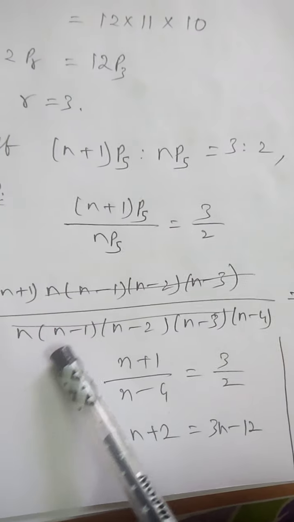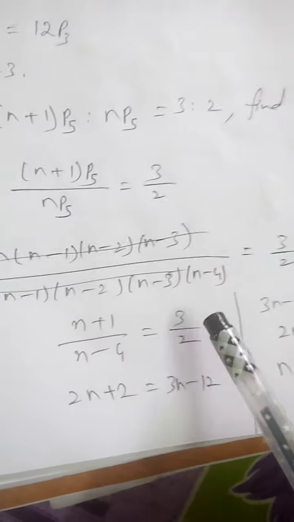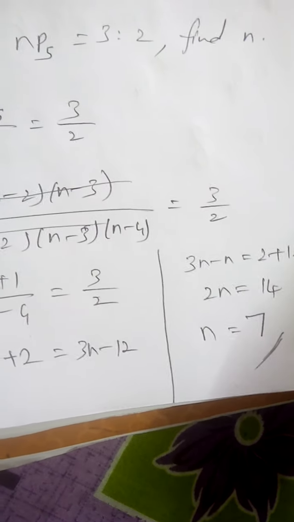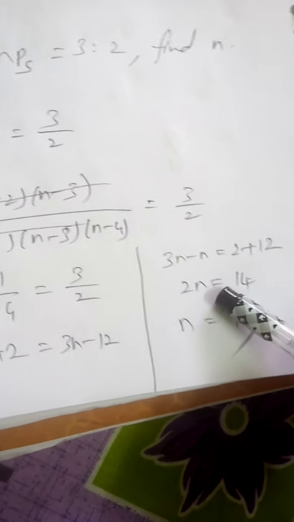Left is (n plus 1) by (n minus 4) is equal to 3 by 2. Cross multiplication, 2n plus 2 is equal to 3n minus 12, or 3n minus 2n is equal to 2 plus 12. So n is 14.